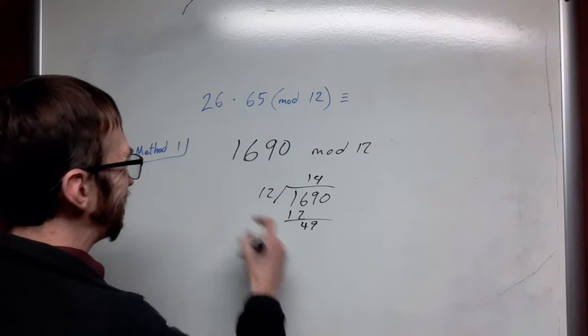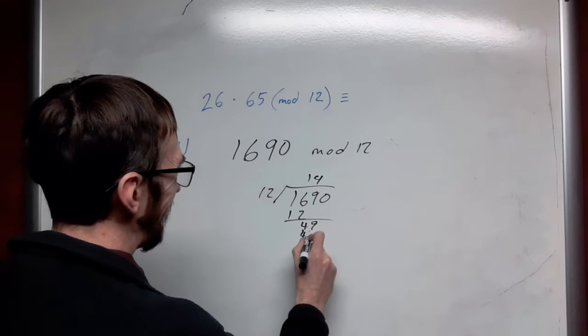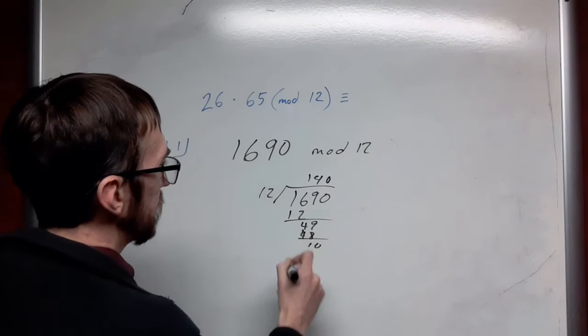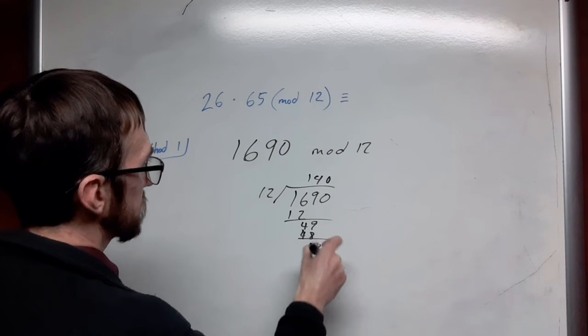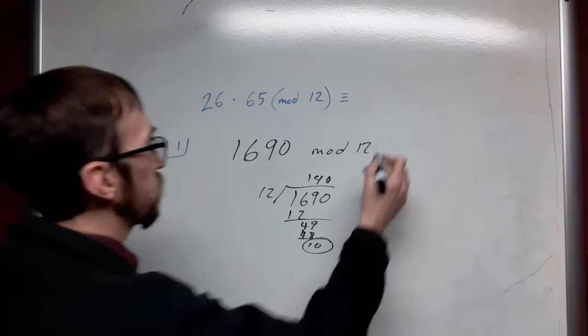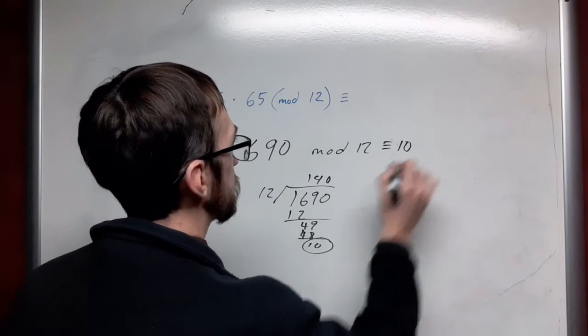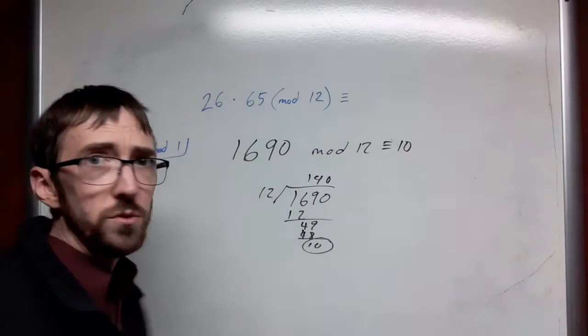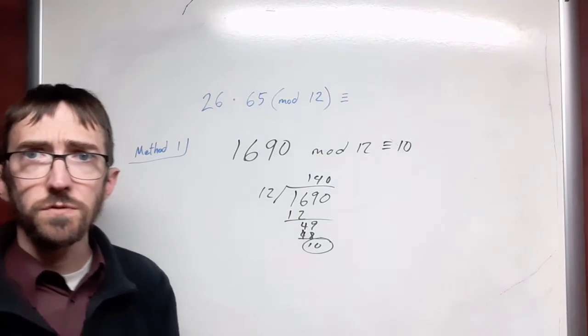So 4 times 12 is 48. 12 won't go into 10. And so 10 is going to be what this is congruent to. So 1,690 mod 12 is going to be congruent to 10. So that's our first approach.